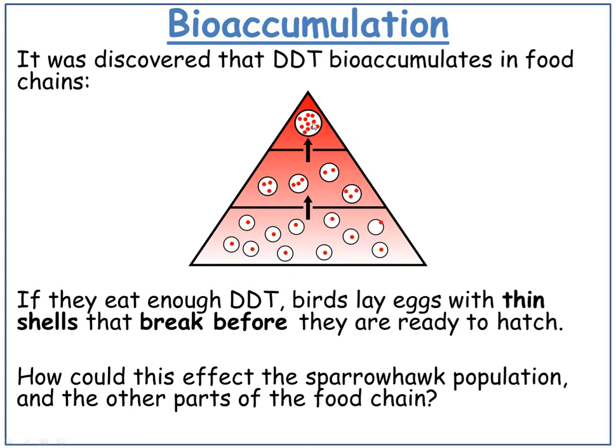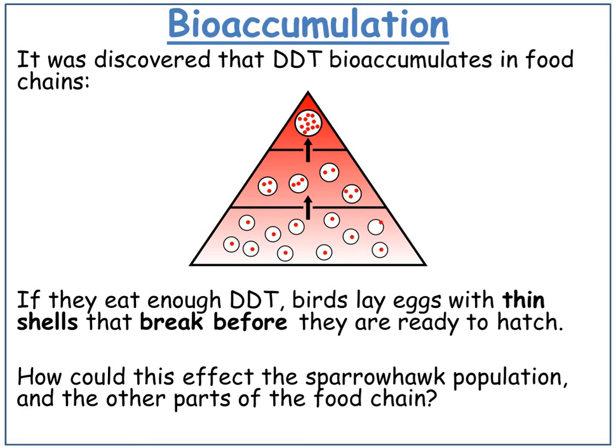But then a bird might eat 2 or 3 of these worms or these insects, and so all of the DDT from these separate worms or insects will then all gather in that bird, and therefore the effects on the bird is a lot worse than either the insect or the crop itself. So if birds eat enough DDT, they can lay eggs with thin shells that break before they're actually ready to hatch. So this could actually affect the sparrowhawk population and other parts of the food chain.